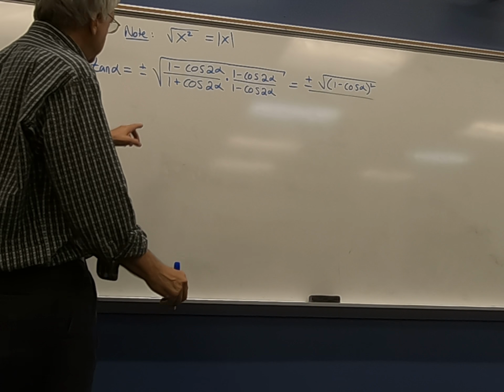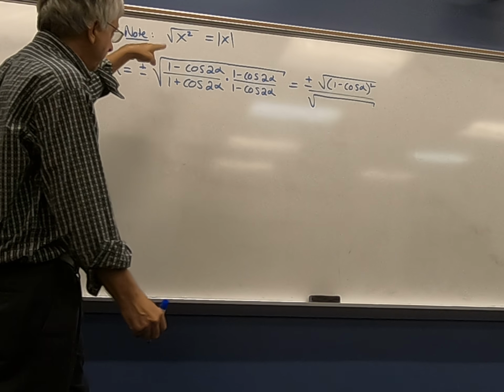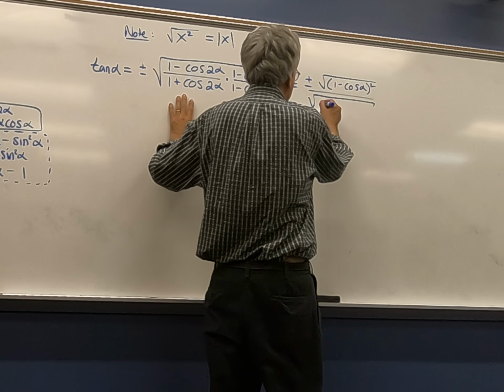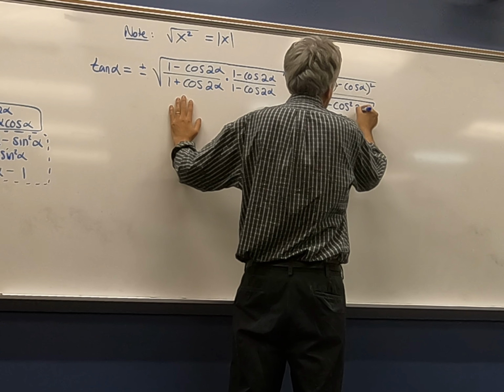So how about downstairs? I got another square root still, right? I'm splitting up the square root of the ratio as the ratio of square roots, right? So that works out. But downstairs, that was my whole goal in doing this, I get 1 minus cosine squared. It's a difference of squares situation, right?